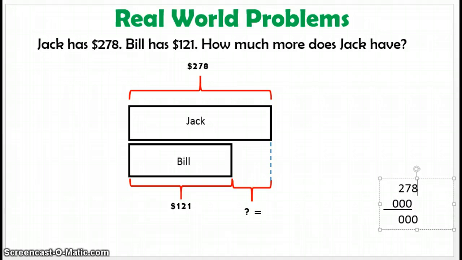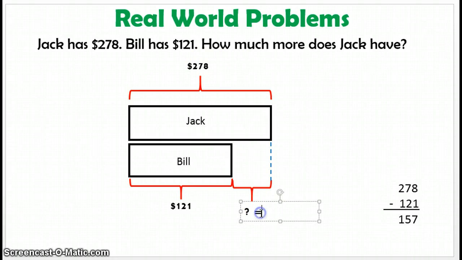So my last step that I'm going to do is I'm going to show you my work. So I'm going to do 278 minus 121. Oops. So that would be 8 minus 1 is 7. 7 minus 2 is 5. And 2 minus 1 is 1. So that means that Jack has $157 more than Bill.